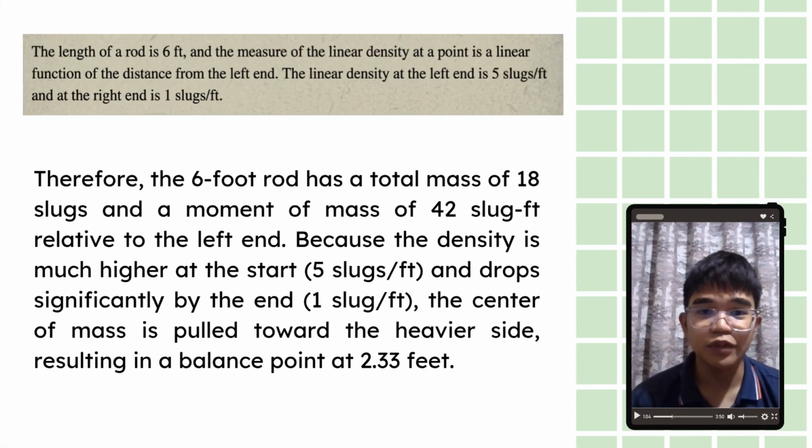Therefore, the 6-foot rod had a total mass of 18 slugs and a moment of mass of 42 slug times feet, relative to the left end, because the density is much higher at the start and drops significantly by the end. The center of mass is pulled toward the heavier side, resulting in a balance point at 2.33 feet.